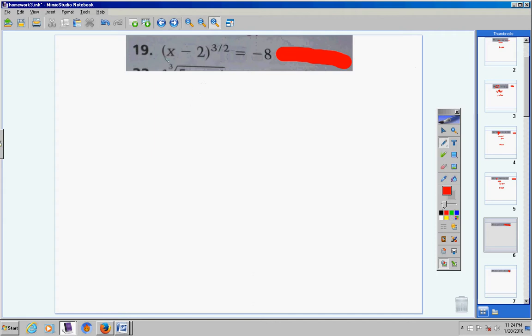We take this and we rewrite it like this. X minus 2. The bottom of the fraction is 2, so I put that here. And the top of the fraction is 3, so it's x minus 2, the entire thing to the third power. So I just rewrote the equation. Now I have a radical equation, okay?